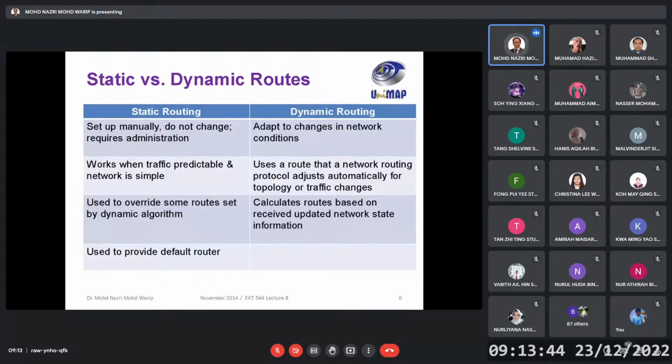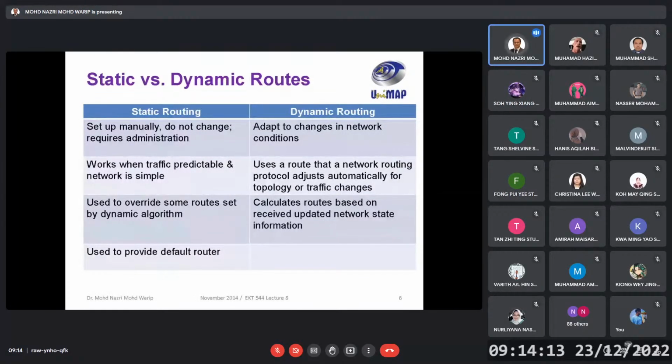What is the difference between static and dynamic routes? Static routing is set up manually. It does not change and requires administration. That means static routing is easy. For example, you want to connect two routers, one in Kangar and one in Alor Setar. So you use static routes. Why would you use dynamic, because there are only two routers? You just set up the static route.